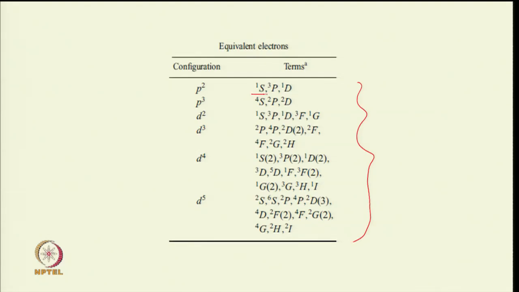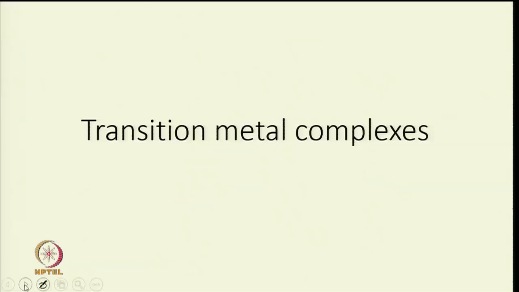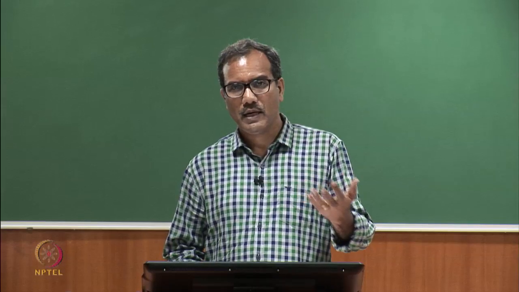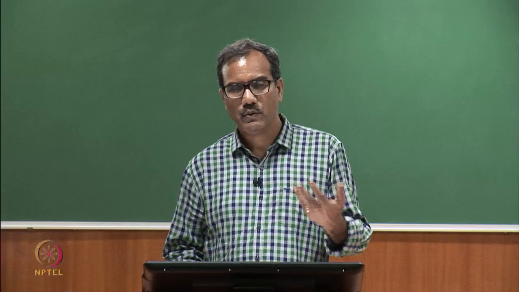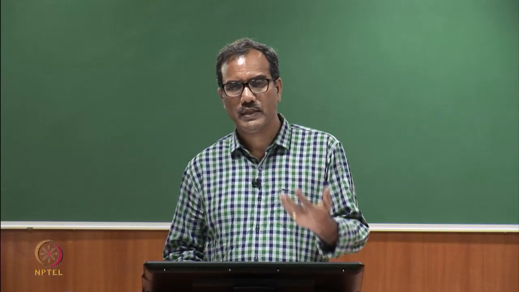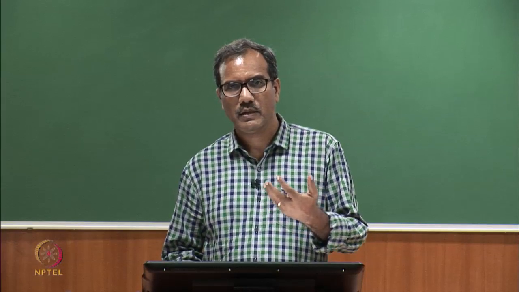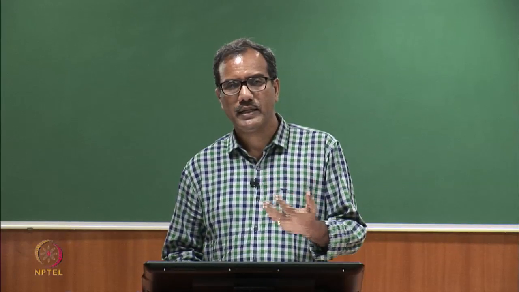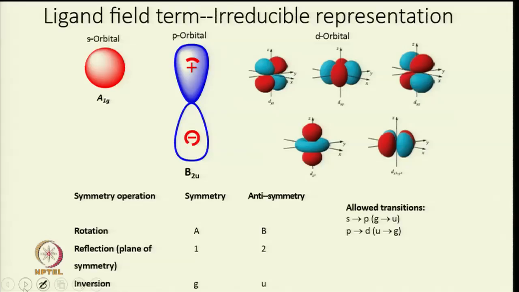For P2 these are the terms, for P3 these are the terms, and you see this is for different D configurations. So, D2, D3, D4, D5, and that is what I was discussing earlier. So, till now we discussed the metal ion. Now, let us look at what happens to different energy levels when a ligand approaches the transition metal.